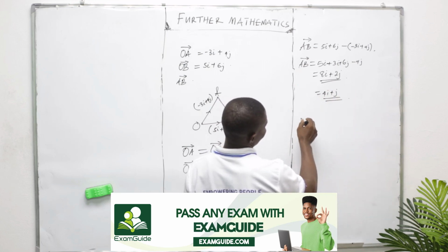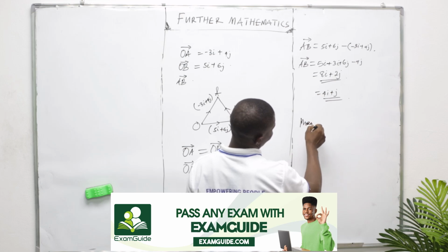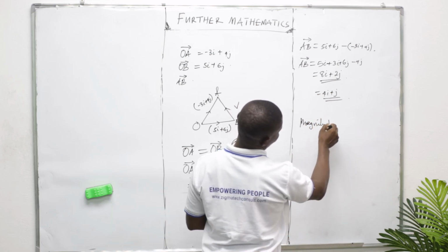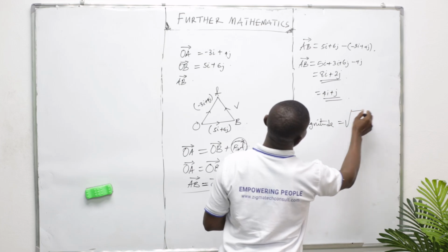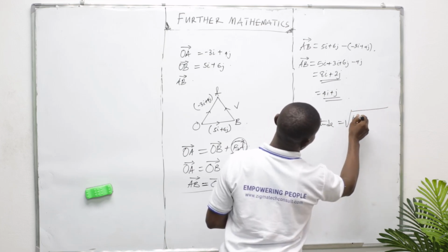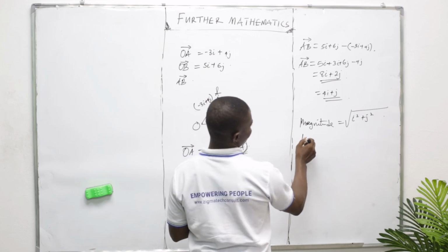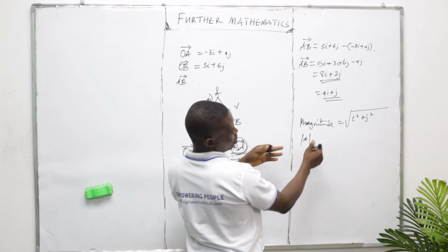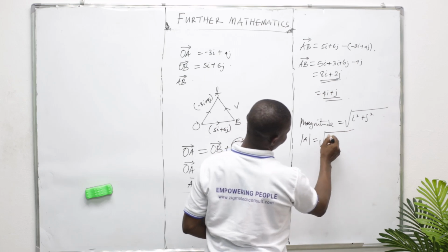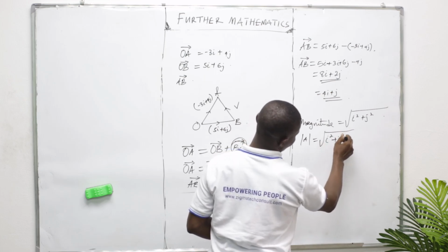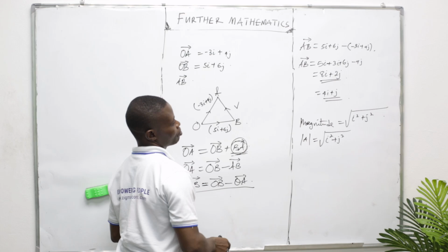Magnitude of a vector equals the square root of i squared plus j squared. That's all. Or you can say magnitude, just like absolute value, though it's not an absolute value; this is just how I can say it.